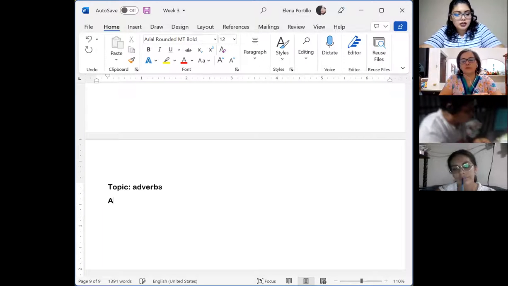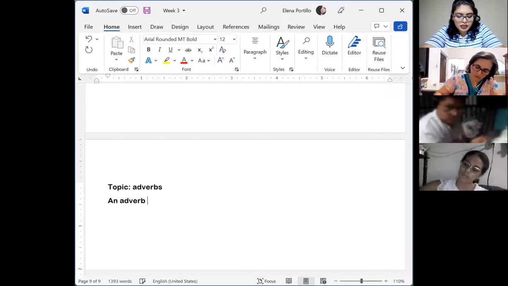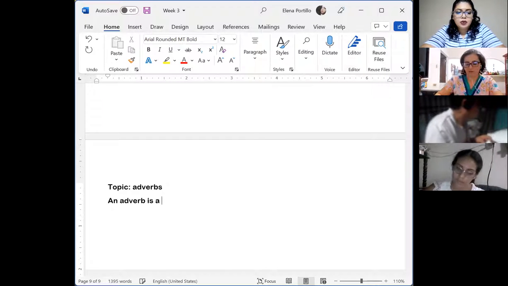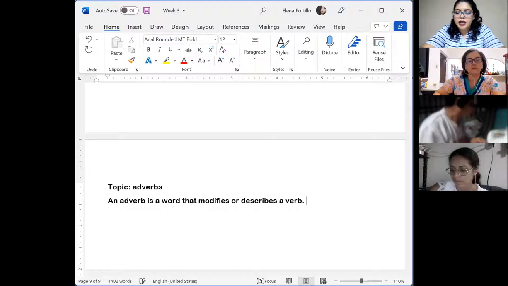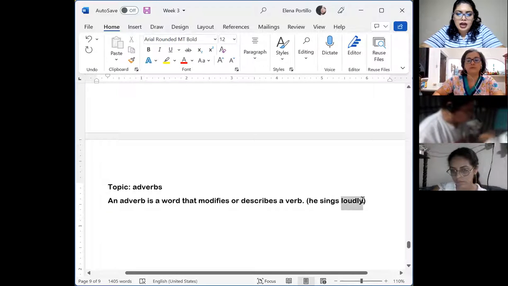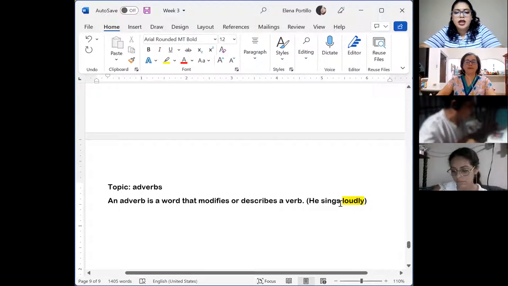So, it says an adverb is a word that modifies or describes a verb. And we have here an example. He sings loudly. This is the adverb. And we have the subject or pronoun, and we have the verb. So it is modifying the verb.